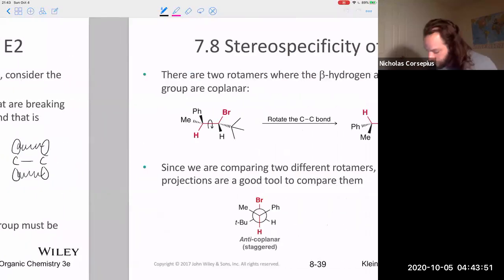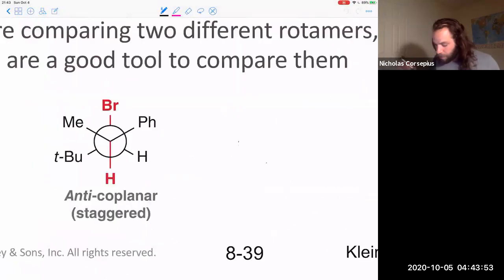We can illustrate this really easily, what I mean by that, using our Newman projections, right? So we have this Newman projection here. By coplanar, I mean all of these atoms lie in the same plane. That's the only time an E2 elimination is going to happen, okay? So this has big implications on the stereochemistry.